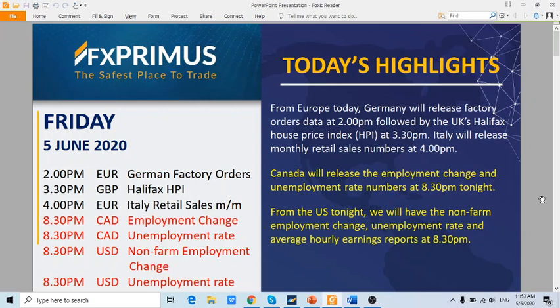For today, Friday, we're going to kick things off with some minor data coming out from Germany. We will be having the German factory orders numbers at 2 p.m. And at 3:30 p.m., we will be having the Halifax house price index numbers from the UK. At 4 p.m., Italy will be releasing the monthly retail sales numbers. Again, this set of data coming out from Europe is considered relatively minor data, so it should not be having a major impact on the euro currency or even the UK pound.